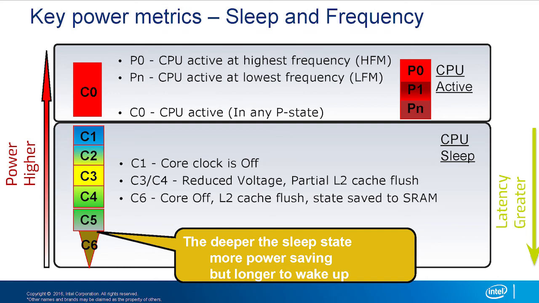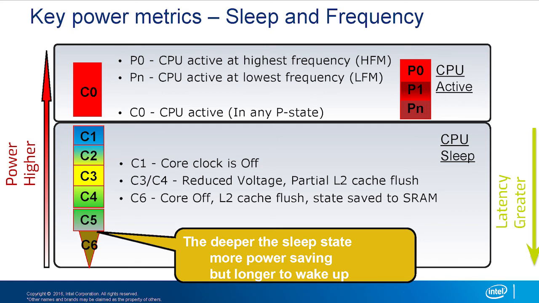And this is just an example. Every processor is going to have a different number of P states and different number of C states. So this is just one example. The P states are the frequency that the processor is running at.